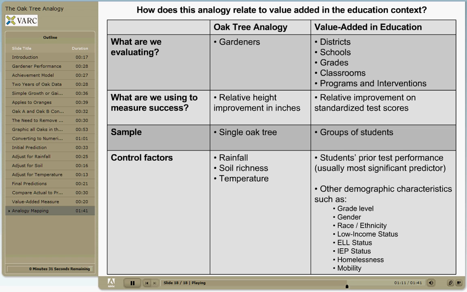In the education context, we control for prior performance. This tends to be the most significant predictor of student performance. Based on what other data is available, we also control for other factors beyond the district, school, or classroom's influence, such as grade level, gender, race or ethnicity, low income status, ELL status, IEP status, homelessness, and mobility.